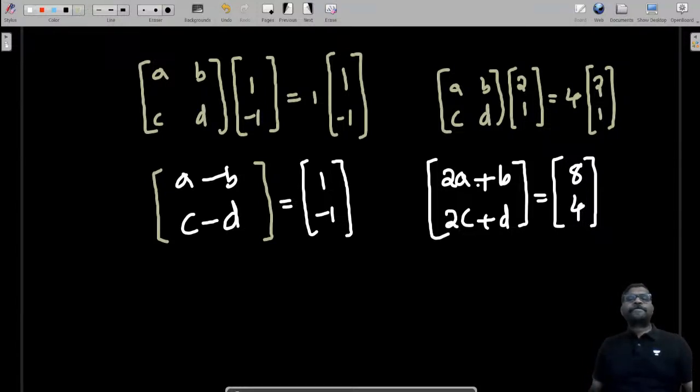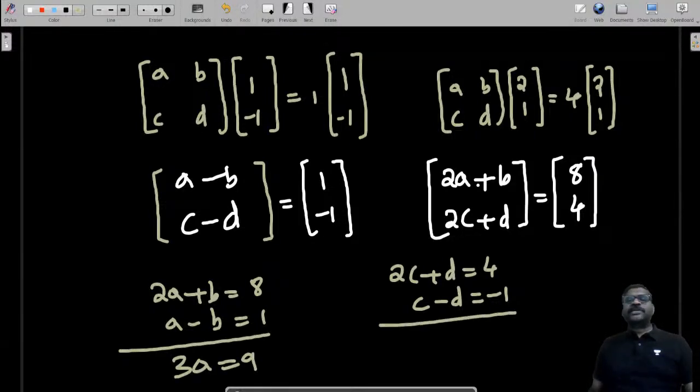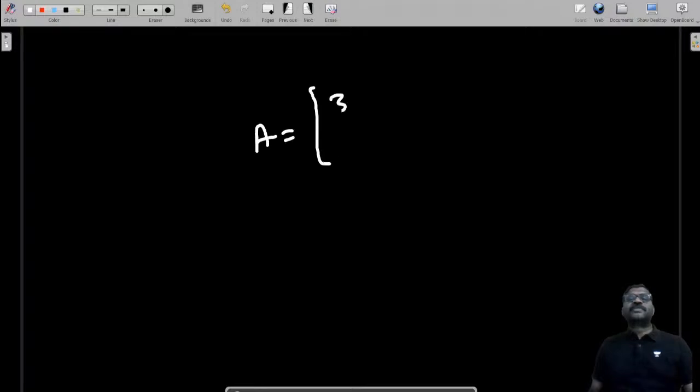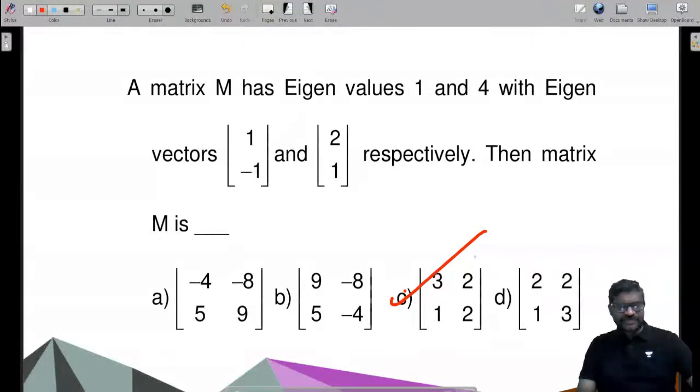Now, 3a equal to 9, 3c equal to 3. a equal to 3, b equal to 2, c equal to 1, d equal to 2. Therefore, the matrix is 3, 2, 1, 2. So the correct answer is the third option. Got it?